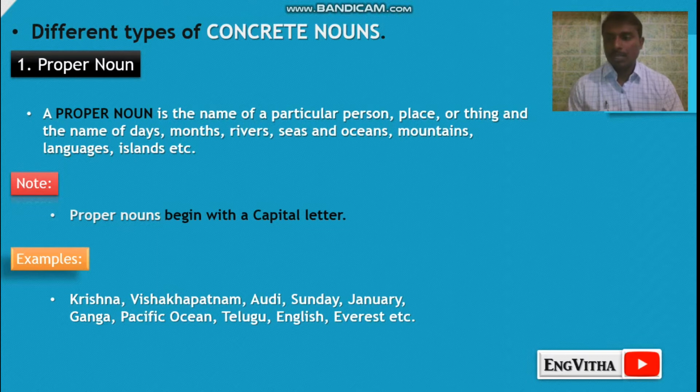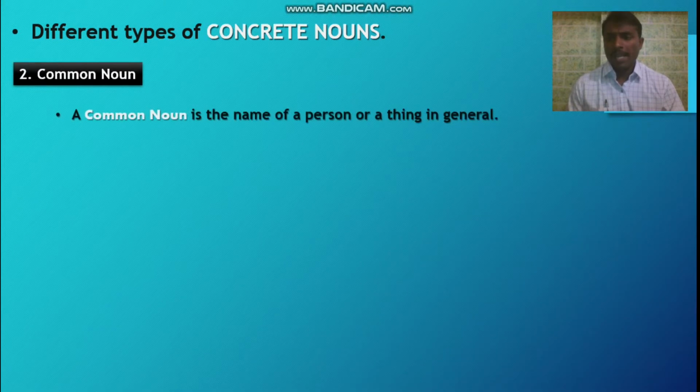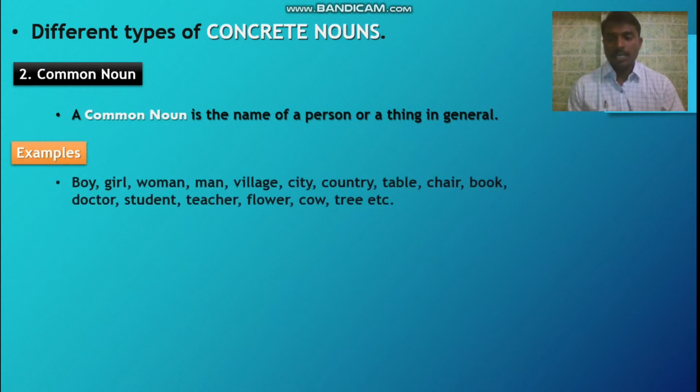So let's move to what a common noun is. A common noun is the name of a person or a thing in general. For example, boy, girl, woman, man, village, city, country, table, chair, book, doctor, student, teacher, flower, cow, tree, and so on. These are all names in general, and they have particular names also.